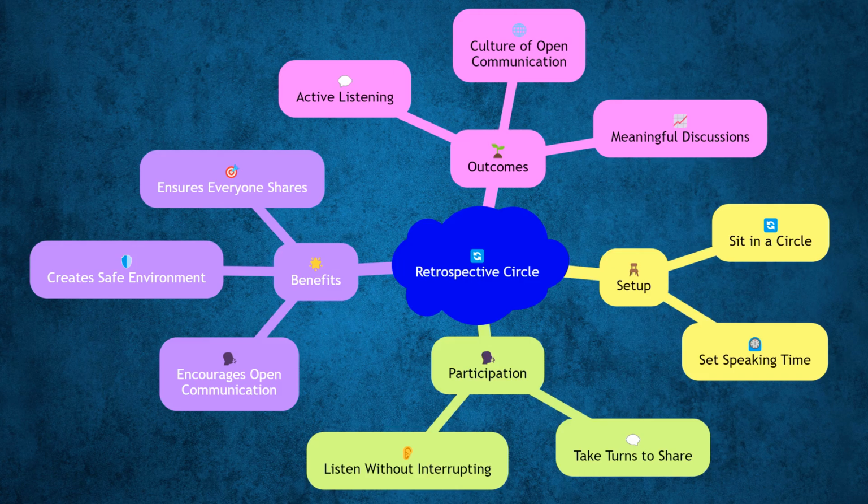The retrospective circle activity involves sitting in a circle and taking turns to share feedback. Each participant has a set amount of time to speak, and the rest of the team listens without interrupting. This activity encourages open and honest communication and ensures that everyone has an opportunity to share their thoughts. By creating a safe and respectful environment, teams can have more meaningful and productive discussions. The retrospective circle activity is a simple yet powerful way to encourage active listening and foster a culture of open communication.